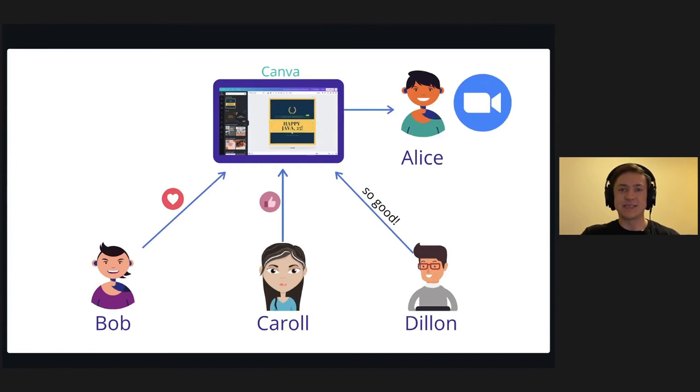Essentially, when I say collaborative in this context, what I mean is that users are able to see the actions of other users as soon as possible. Essentially, they're able to subscribe to the events and see them in real time when they're happening.